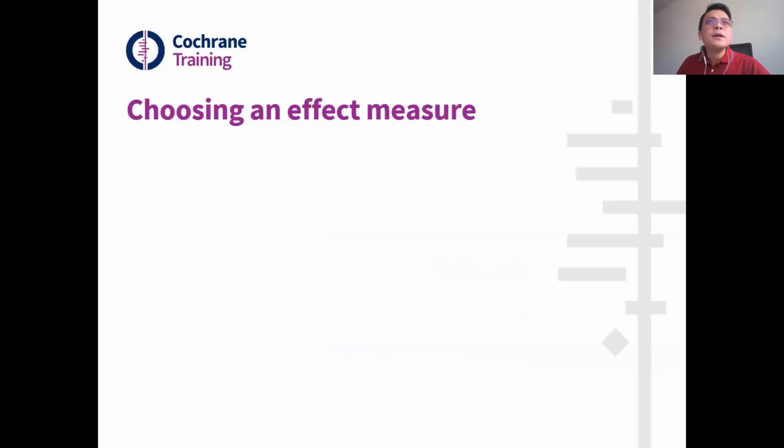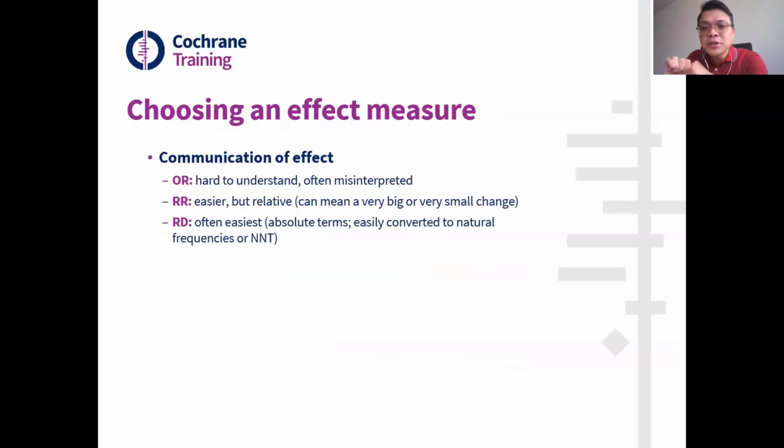Okay, so we have a risk ratio, odds ratio, and risk difference. And how then do we decide which one to use in our review? Well, there are several factors to consider. So first is communication of effects. You have to consider which effect measure is probably easier for your target audience, target readers to understand and use.